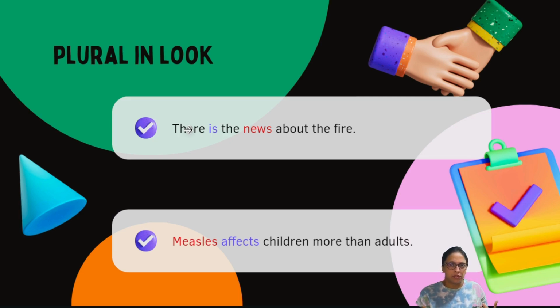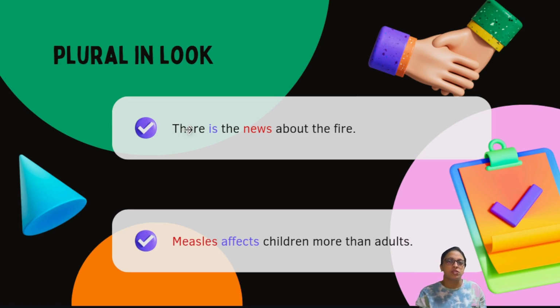Another example, measles. It is the name of a disease which ends with S and looks like plural, but it is not plural. It is a singular subject. Again, it is a singular name. Measles affects children. Affects. We are not saying affect, because it is not a plural subject and we are not going to use the plural verb.